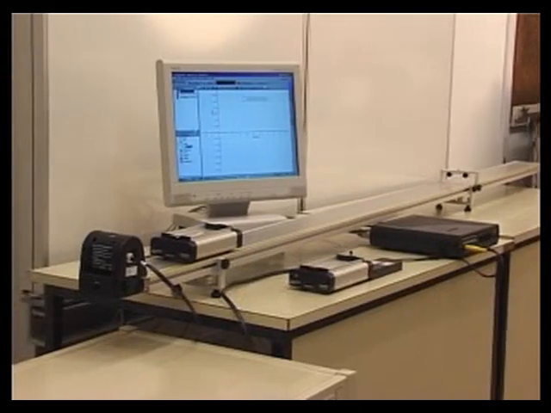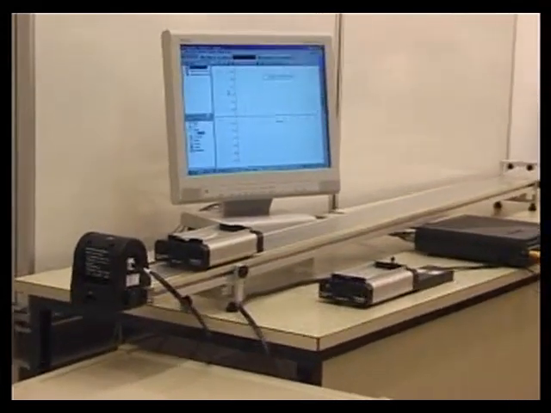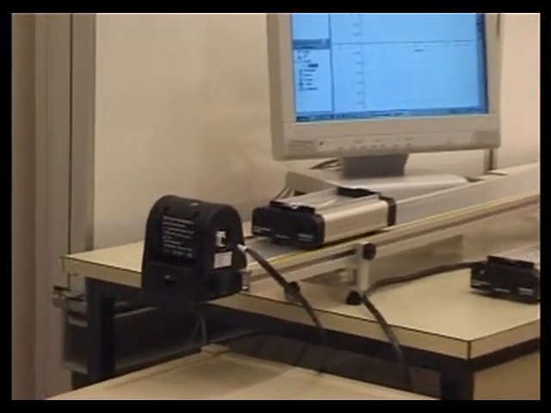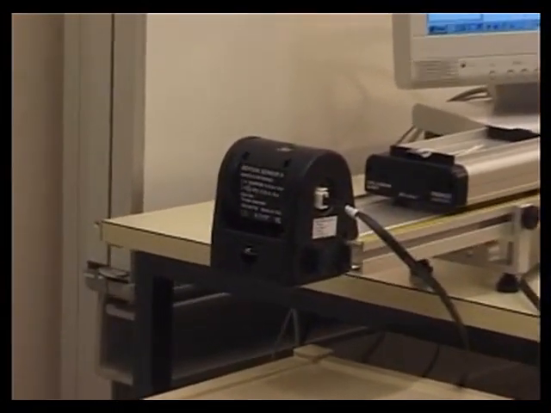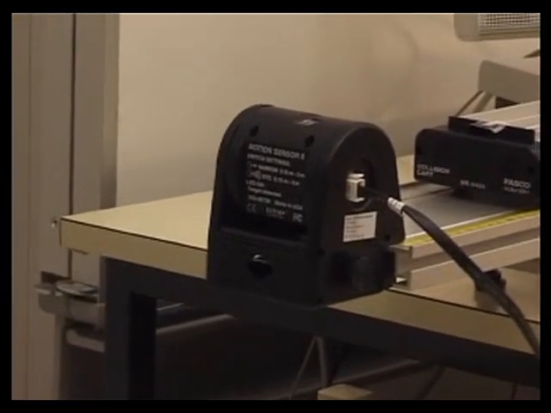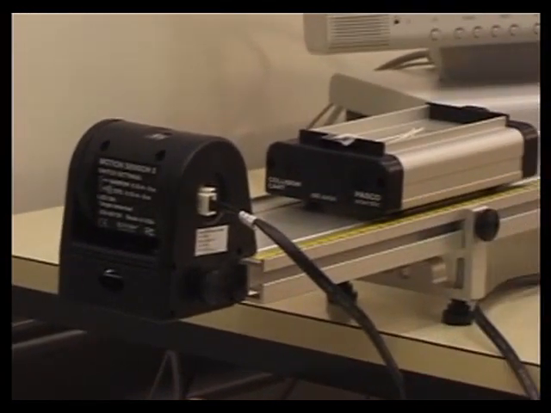In this experiment, we'll pull a trolley with a steady force and measure its acceleration using a motion sensor. We'll also investigate the effect of increasing the force.